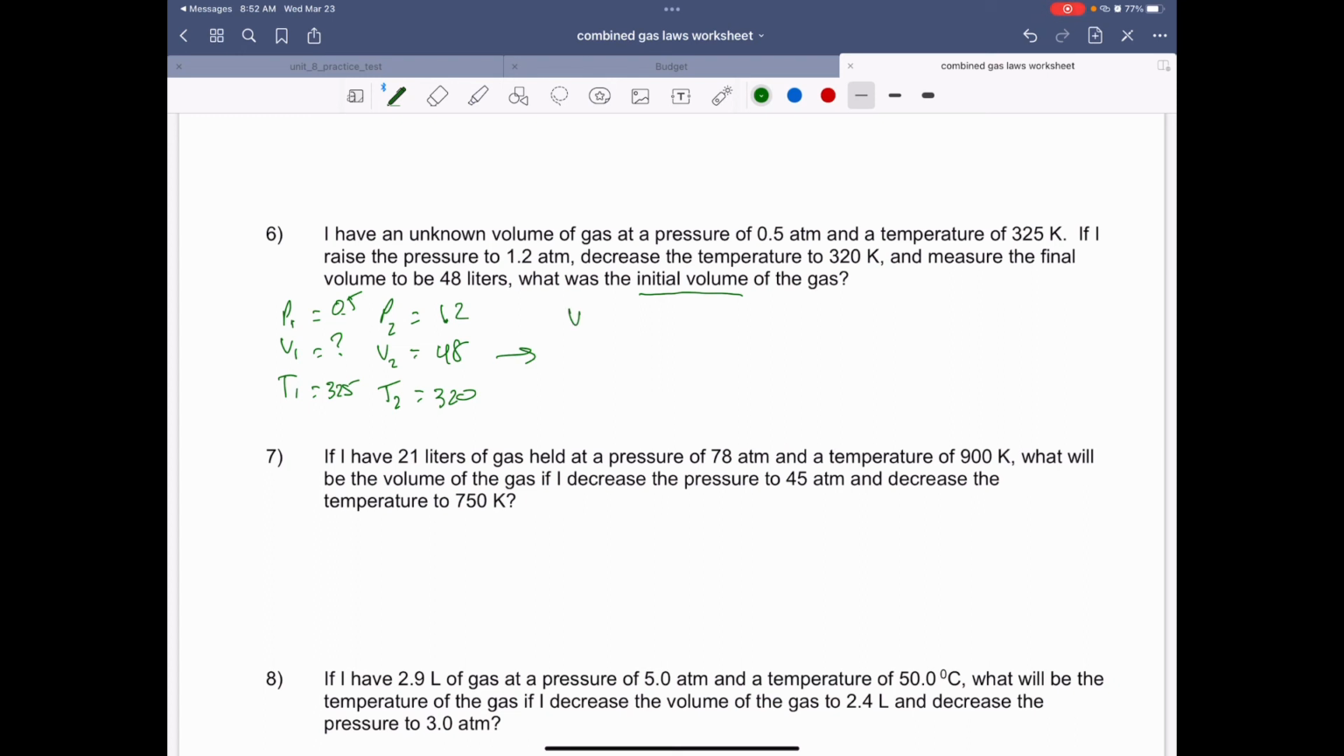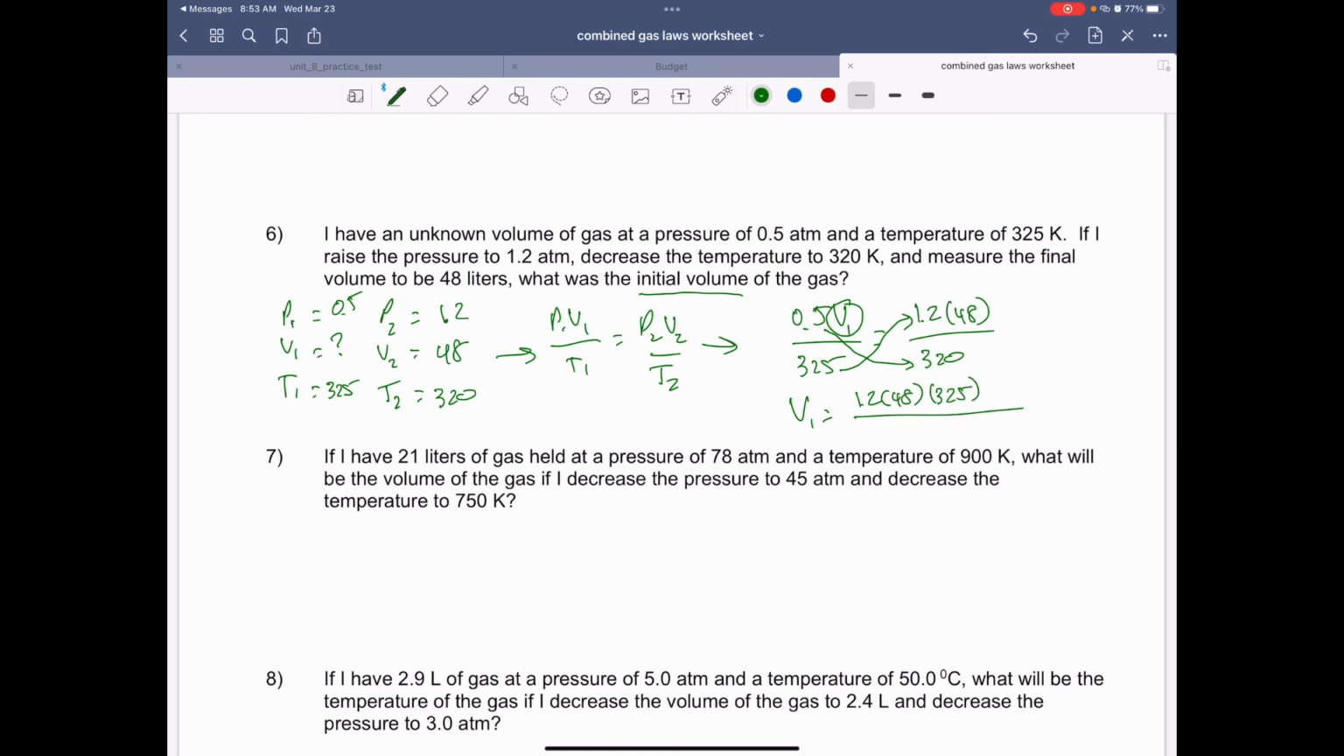So remember, it's P1V1 over T1 equals P2V2 over T2. So let's plug in what we know. So 0.5 times our unknown V1 divided by 325 equals 1.2 times 48 divided by 320. We're trying to solve for V1. So that means that I'm going to divide both sides by 0.5. That'll bring it down there. I'll multiply both sides by 325. That'll bring that up there. So V1 is equal to 1.2 times 48 times 325 all over 320 times 0.5.